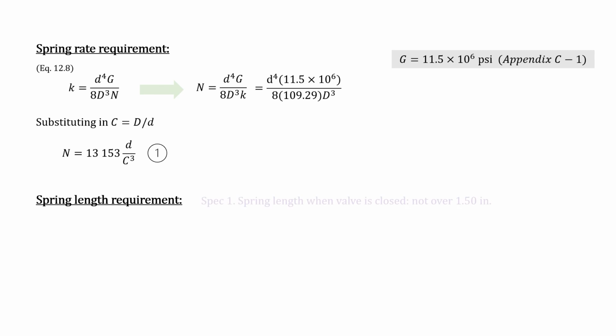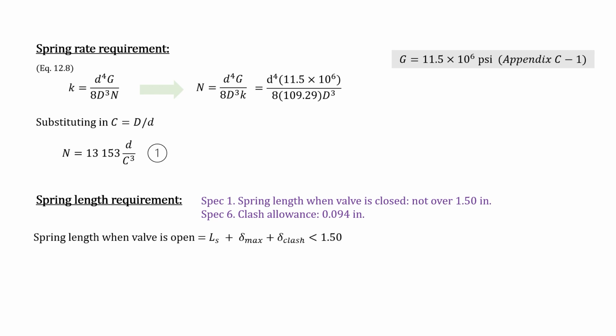So our spring length requirement is that it has to be not over 1.5 inches when the valve is closed. And our clash allowance is 0.094 inches. So our spring length when the valve is open is going to be Ls, your spring solid height, plus your maximum valve lift, which is delta max, plus delta clash, which is just your clash allowance. I'm putting in the less than 1.5 just because of specification 1. So if we sub in our values here, you can solve for Ls.